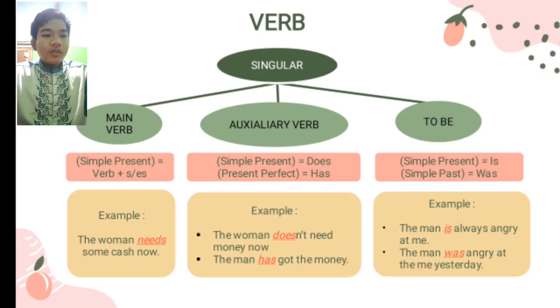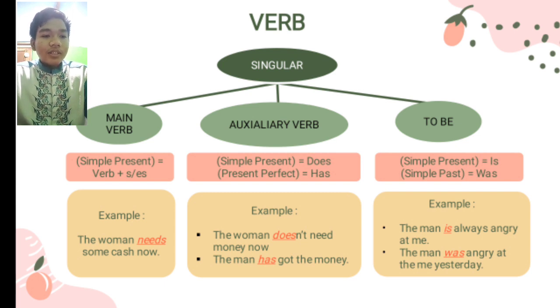Next, I will tell you about the verb in a singular sentence. First, the main verb. It uses simple present tense that uses verb plus s or es. Example, the woman needs some cash now. Second, the auxiliary verb that uses simple present tense is does. Example, the woman doesn't need money now.